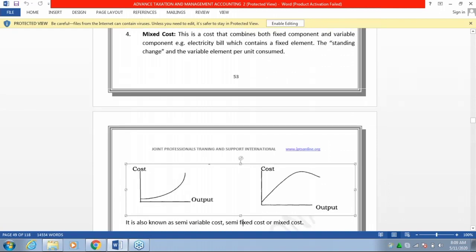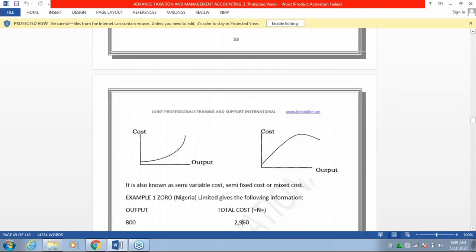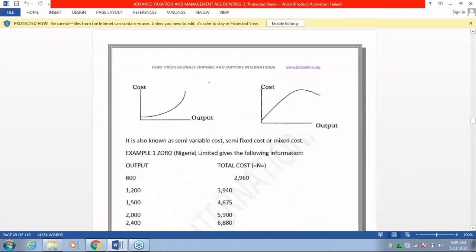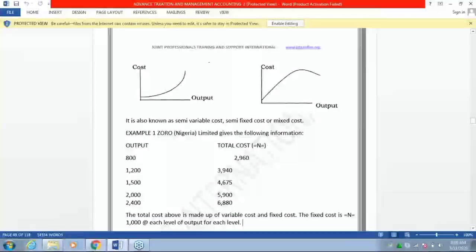Then there is what we call mixed cost as well. The mixed cost is just the cost that combines both a fixed component and a variable component. Like when we are talking of the electricity bill, which contains a fixed element, the standing charge, and a variable element per unit consumed. So look at the graph as it is. I think you can see it from the examples.